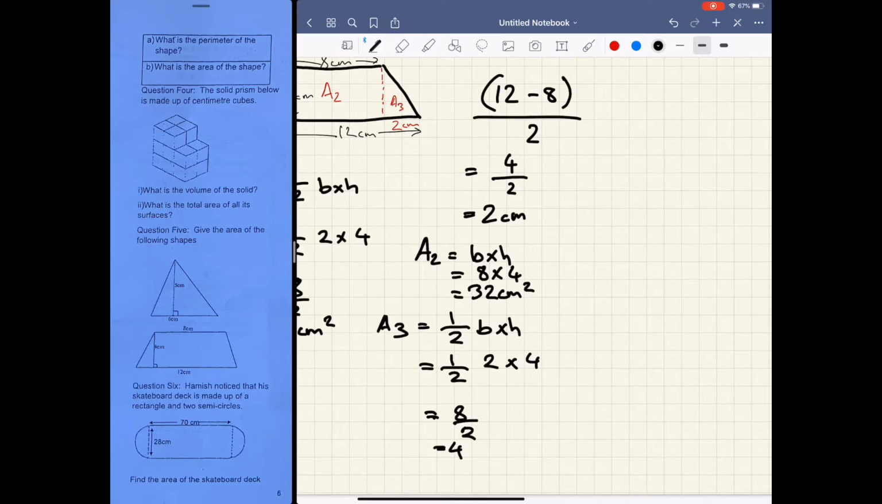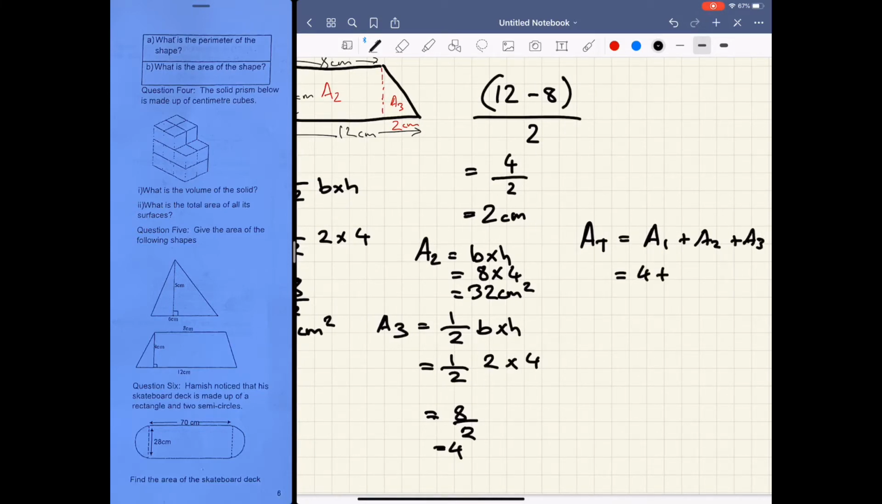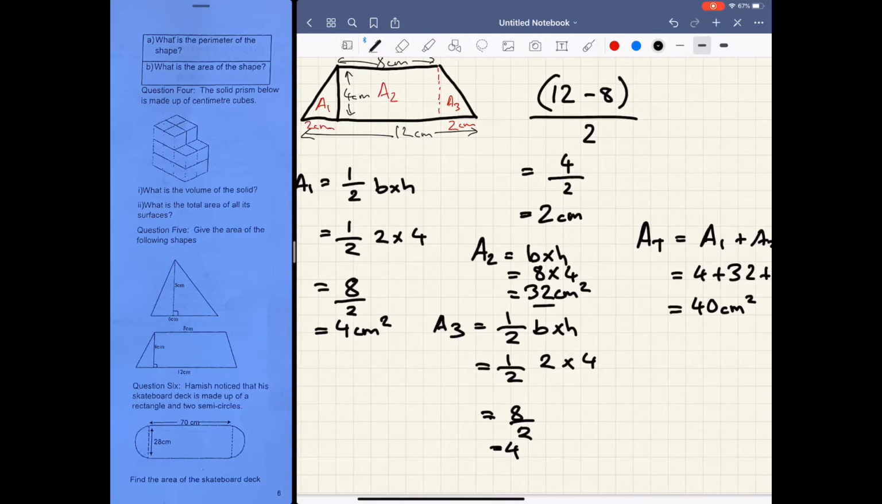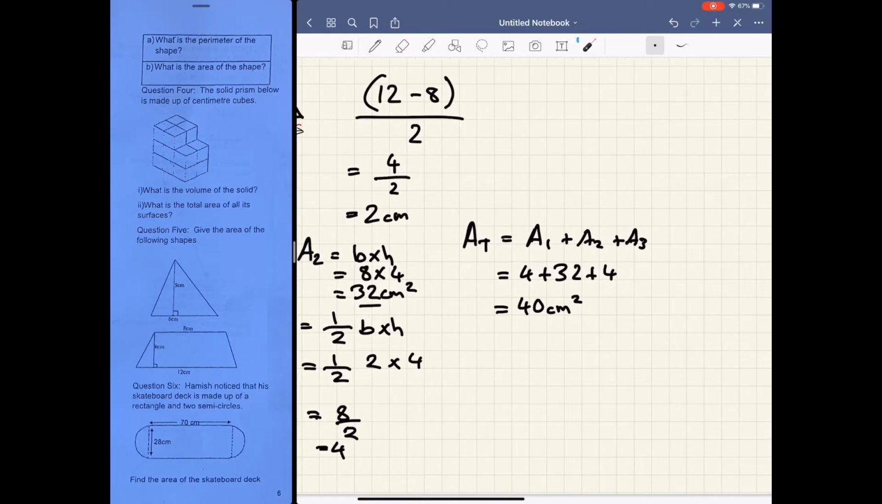So total area, which is represented by a lowercase t or subscript t, is area 1 plus area 2 plus area 3, which equals 4 plus 32 plus 4, which is 40 centimeters squared. So we know that the area of this shape here is 40 centimeters squared. Okay, we can move on to question 6 now.